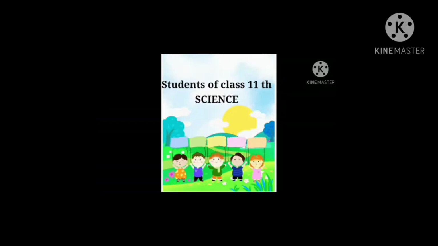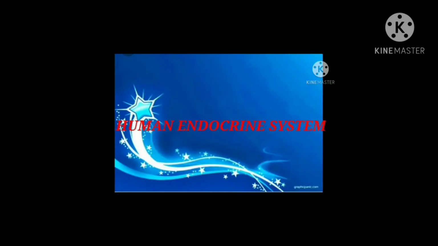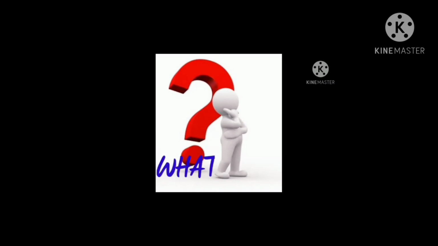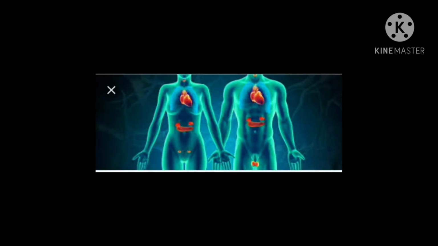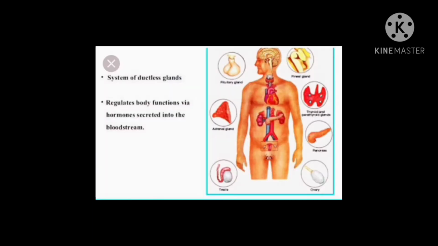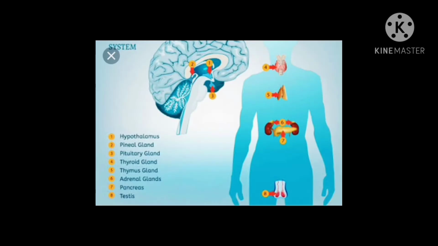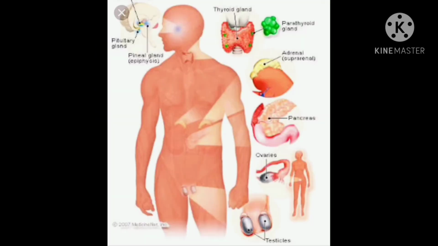Hello everyone, here we students of class 11 science are going to elucidate our knowledge about the human endocrine system. So the question comes to our mind: what is the endocrine system? The endocrine system is a network of glands in our body that makes the hormones that help cells talk to each other. They are responsible for almost every cell, organ and function in our body. The human endocrine system is a group of ductless glands that regulates body processes by secreting chemical substances called hormones.